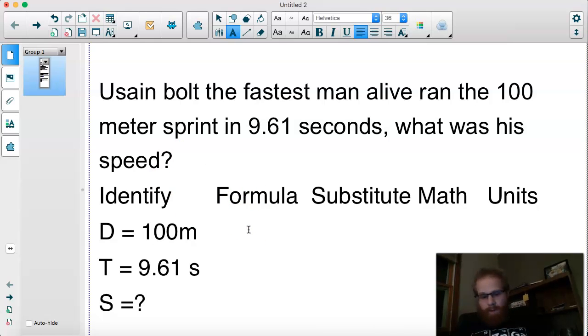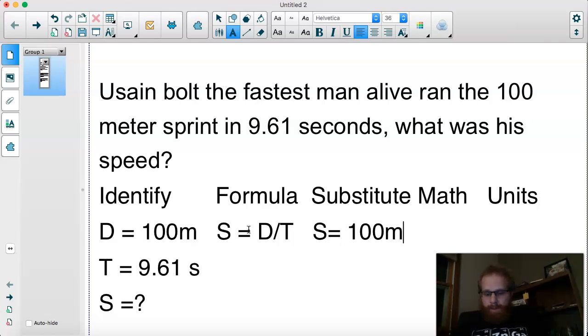Okay, our formula is just speed equals distance divided by time. That's what it's going to be for the entire week. It's not going to change. It's always going to be speed equals distance divided by time, because that's what speed is. Okay, so we're going to substitute what we know into the equation. 100 meters divided by 9.61 seconds.